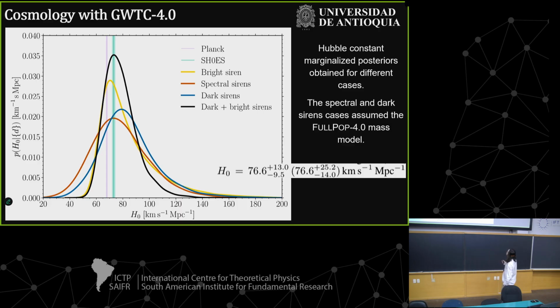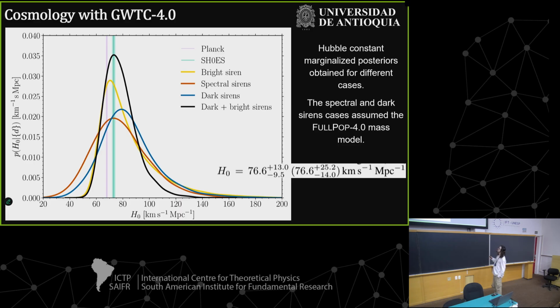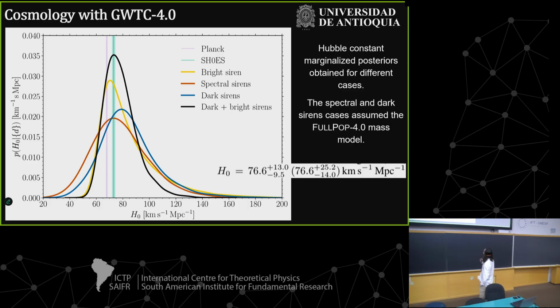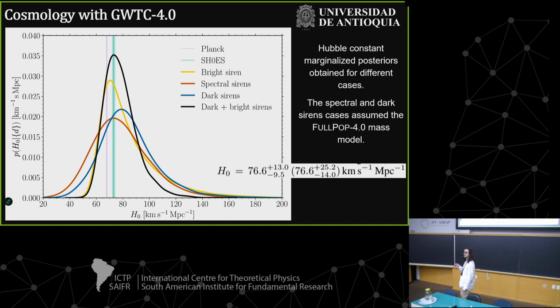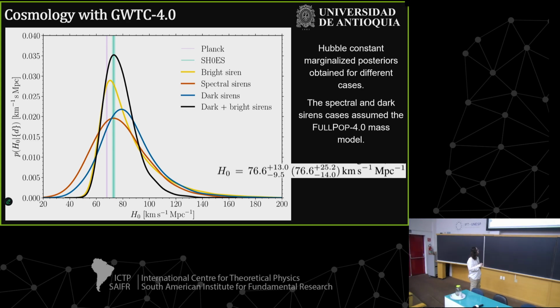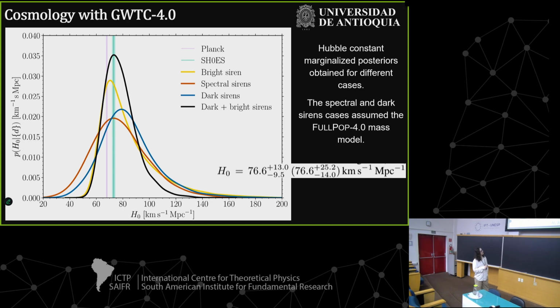Then there is the posterior that you can get on H0 using only mass model information, which is the spectral siren. In this case, this is for all these three scenarios: the spectral siren, dark siren, and dark plus bright sirens. This is assuming the full pop mass model that I have been mentioning so far. The orange curve is for the spectral siren case. The blue is for the dark siren only case, so you are not including the information from GW170817. And then the black curve is the combination of dark siren and the bright siren.